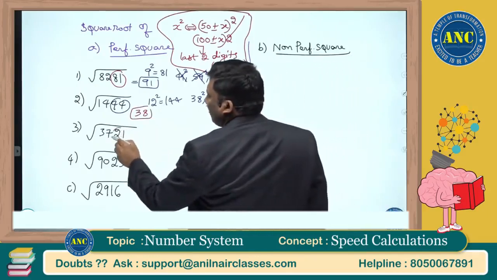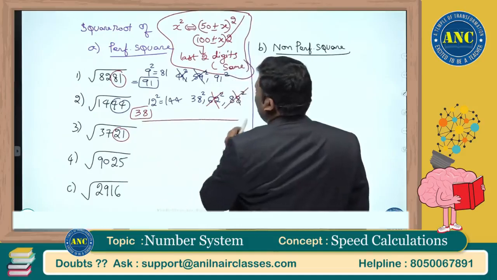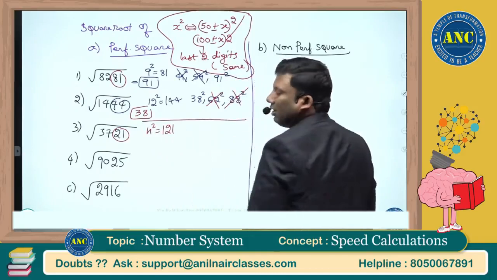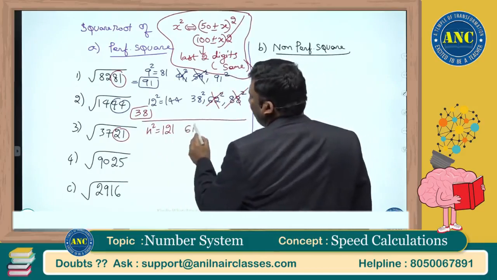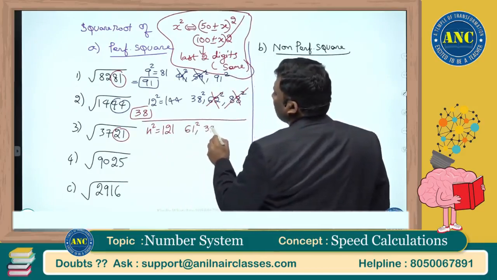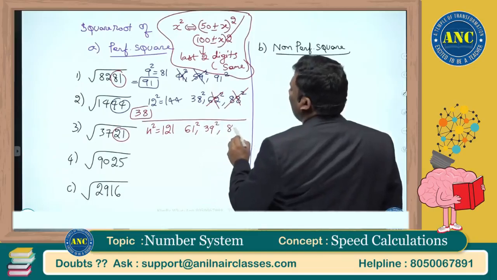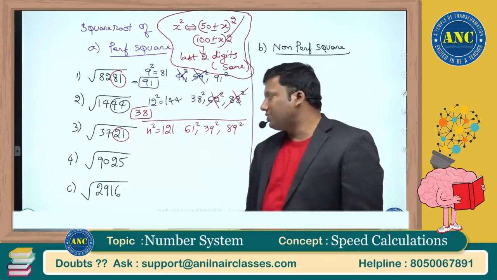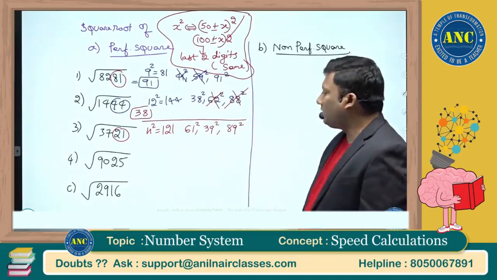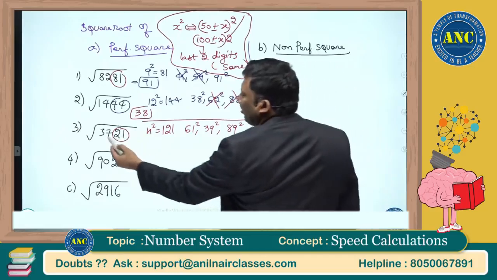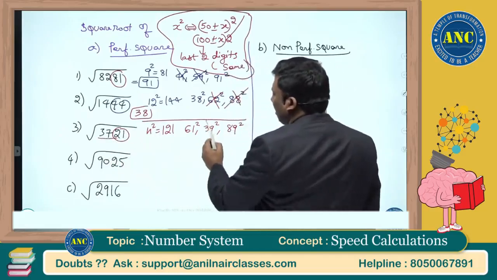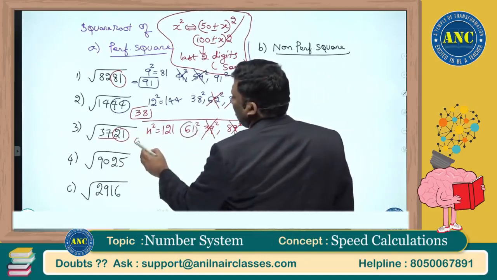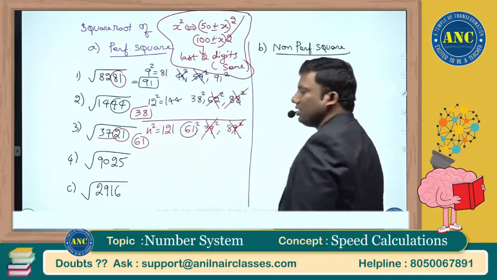Root of 3721. 11 square is 121. So 50 plus 11, 50 minus 11, 100 minus 11. Just by looking at the question, it is 3700, which is not a possible value, since 60 square is 3600. The answer is 61.